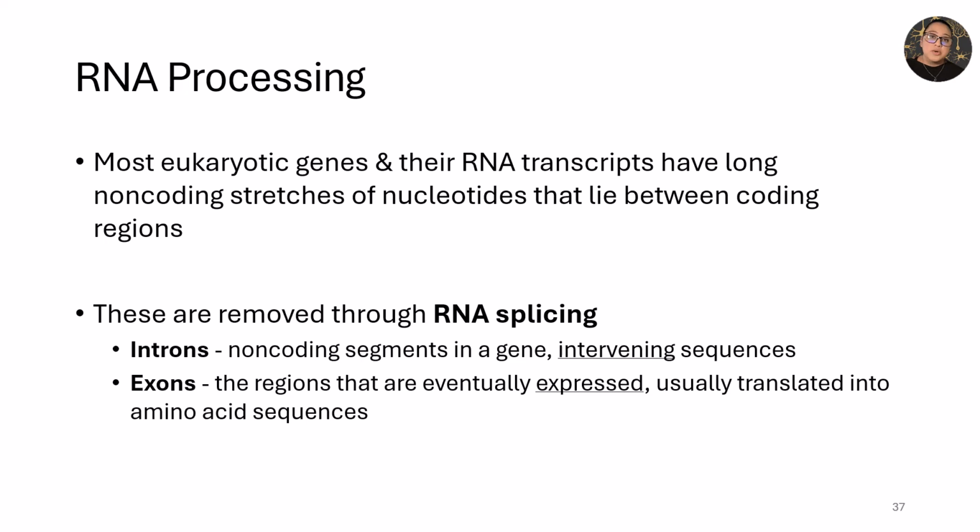And so most eukaryotic genes and their RNA transcripts actually have long non-coding stretches of nucleotides. So there's a bunch of nucleotides, but they don't really code for anything. It's not part of the final product of the polypeptide and the protein. It's kind of just like fluff. And so sometimes those get cut out. These stretches lie between the coding regions that actually code for part of the polypeptide. So these can be removed through what's called RNA splicing.